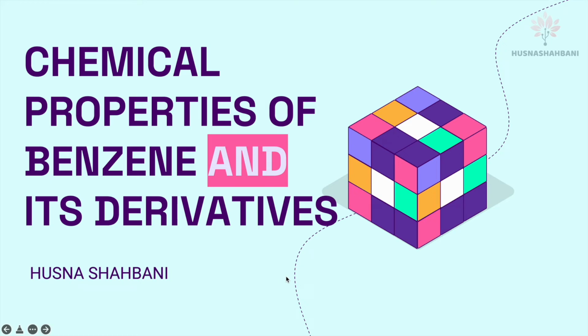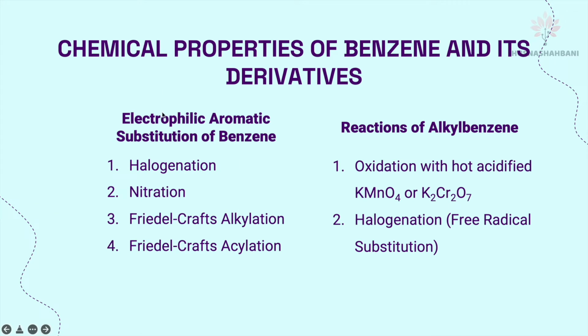Chemical properties of benzene and its derivatives. Electrophilic aromatic substitution on benzene can be classified into halogenation, nitration, Friedel-Crafts alkylation, and Friedel-Crafts acylation. There are two reactions of alkyl benzene, which are oxidation with hot acidified KMnO4 or K2Cr2O7, and halogenation, which is free radical substitution.